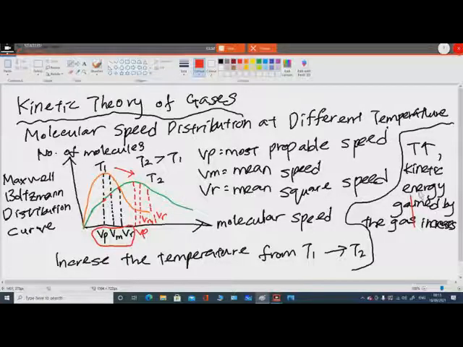Due to the kinetic energy gained by the gas increasing, the speeds of the gas will also increase. So this is how we determine the curve for the Maxwell-Boltzmann distribution curve, which relates the number of molecules of gases and the molecular speeds at different temperatures. So we have done this part. Let's move on to another part.